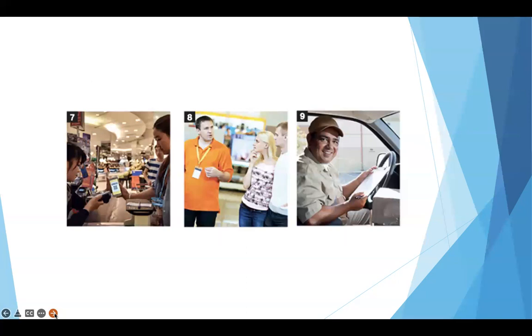Now it's your turn. Where do the people in these three pictures work? What job does the woman in picture 7 have? What job does the man in picture 8 have? And what job does the man in picture 9 have? All right, we'll look at the answers. These three pictures show people that work for a store. Picture 7 shows a cashier. The man in picture 8 is a sales assistant. And the man in picture 9 is a driver.